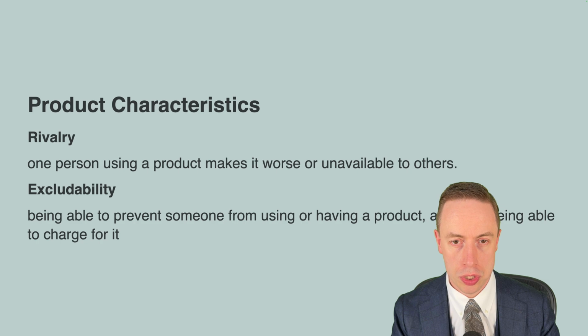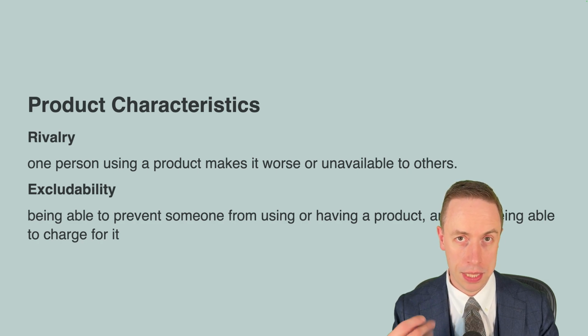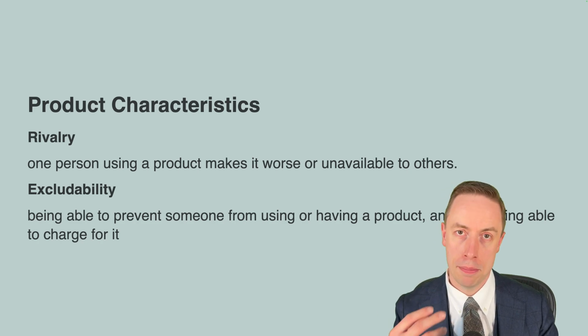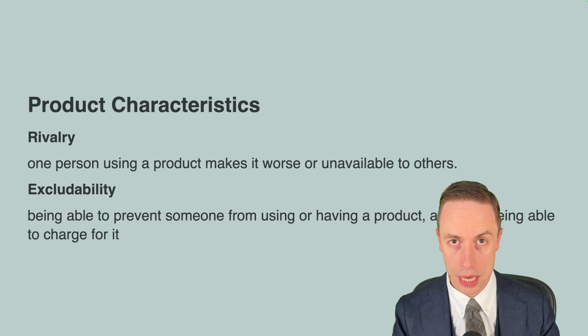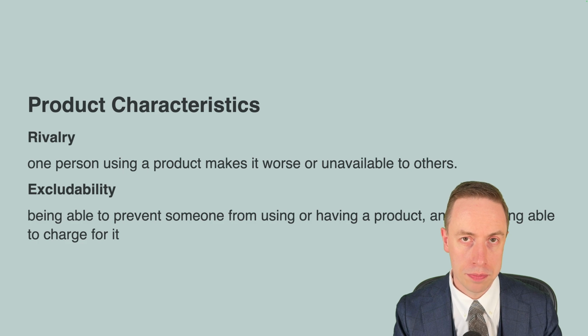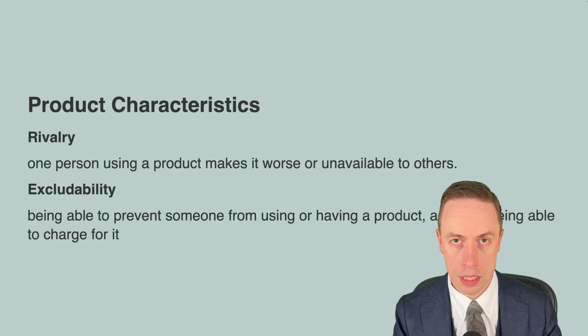It can also be about consumption. Let's say I've got an apple, I eat the apple, it is literally consumed, it's gone, you can't eat the apple anymore. That's a very strong type of rivalry. It can also just be an inconvenience. If a bus is crowded, additional people come on the bus, crowding gets worse, that's rivalry.